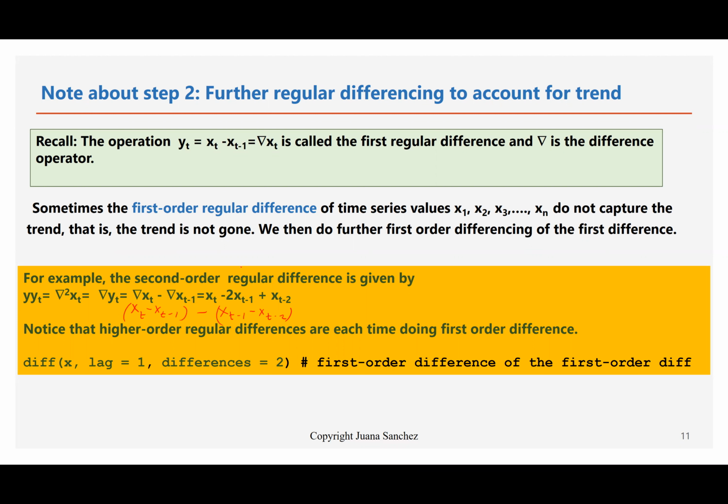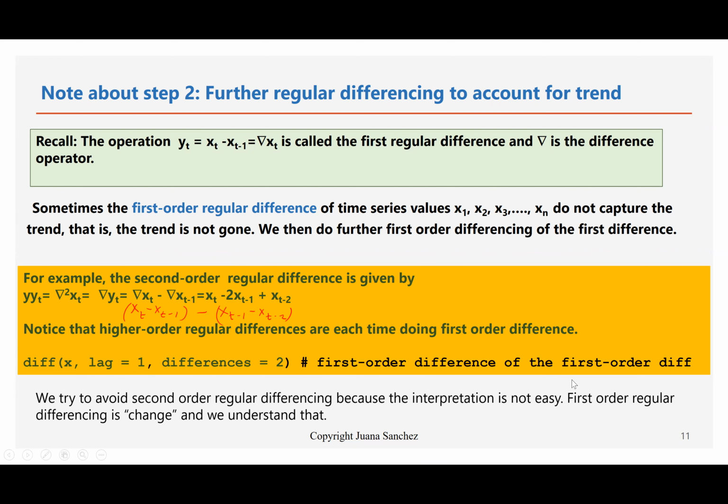So notice that these higher order regular differences are each time doing a first order difference of the previous difference. And we do that in R by always saying lag 1, so it's a first order difference, but differences equal to the number of times you're differencing, in this case. Make sure you become familiar with the R code. We try to avoid in practice second order regular differencing because the interpretation is so hard. And we want things that at least we can interpret.